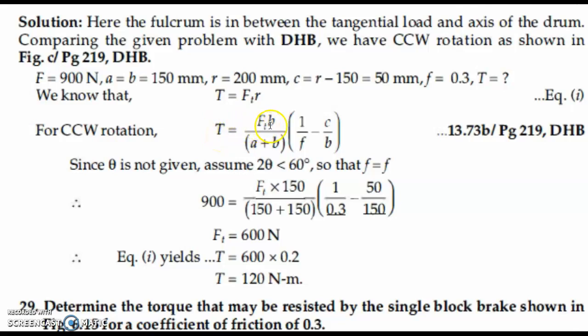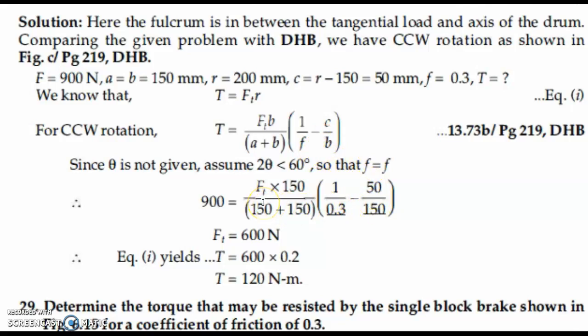F is equal to Ft into B divided by A plus B, into 1 divided by mu minus C divided by B. Please refer to the data book. It is not T, it is F. Here all data are given. So we take all these values: 900 is equal to Ft into 150, where 150 is B. Then A and B are given, 150 plus 150. Then the coefficient of friction is 0.3. Then C and B are given data.